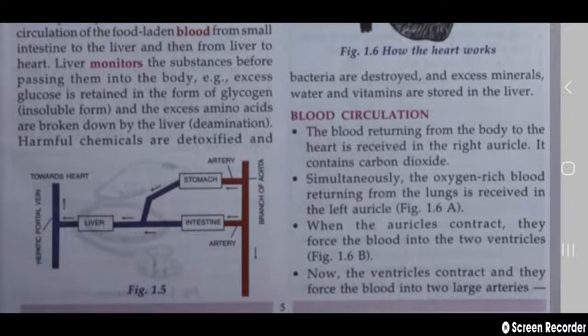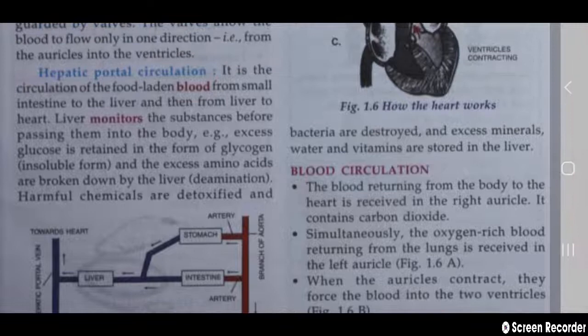Remember what the auricle does: it takes the blood from the body and from the lungs. The deoxygenated blood that goes to the lungs, the lungs make that blood oxygenated. The lungs put oxygen into that blood, the oxygen that we take in when we breathe. So the lungs take the blood, put the oxygen into it, and supply it to the auricle.